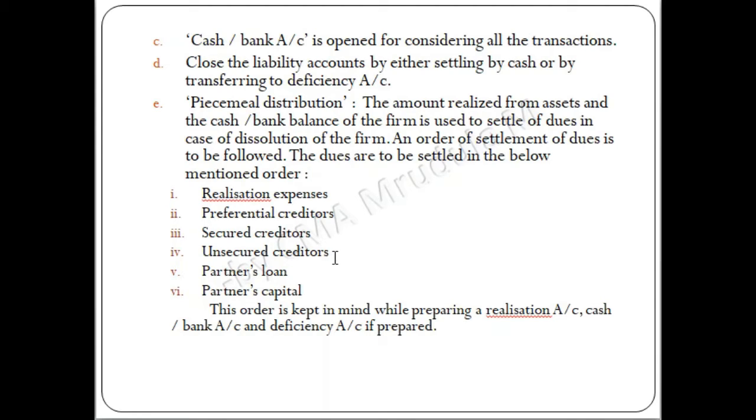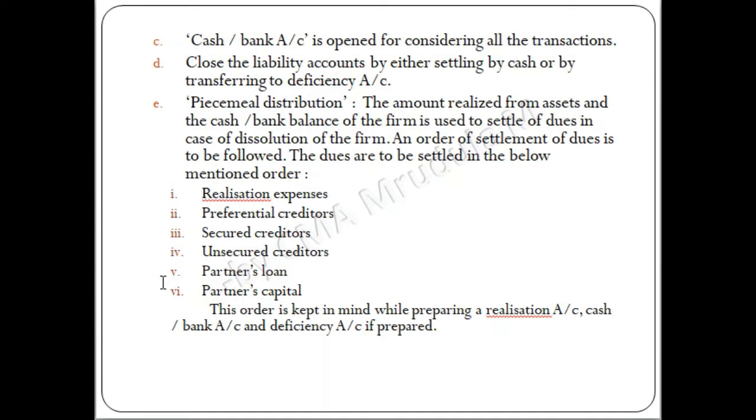Then unsecured creditors are paid off. Unsecured creditors are all those other sundry creditors of the firm. And then the partner's loan is being settled. That is the loan given by the partner to the firm. And then the partner's capital is being paid off. This is the order to be followed in case of realization of dues by the firm. This has to be kept in mind while preparing the realization account, cash account, and deficiency account if prepared.